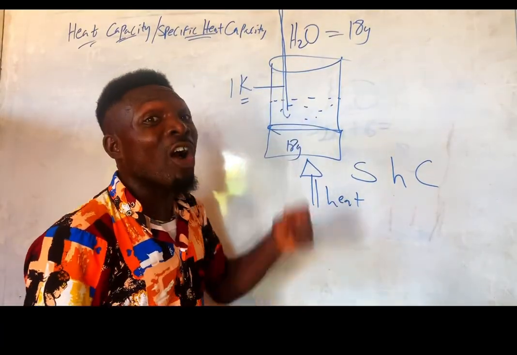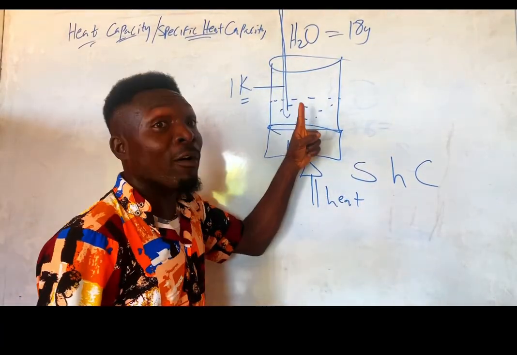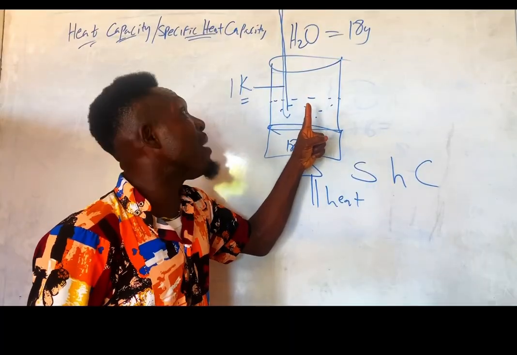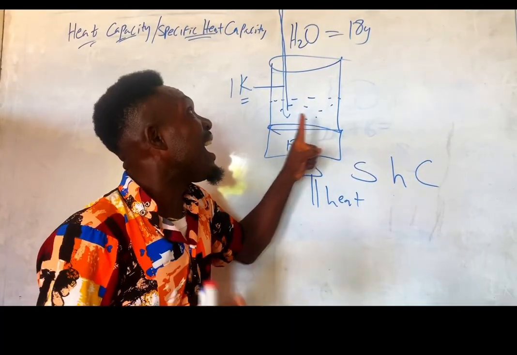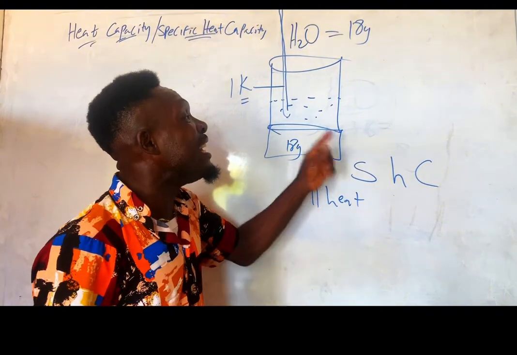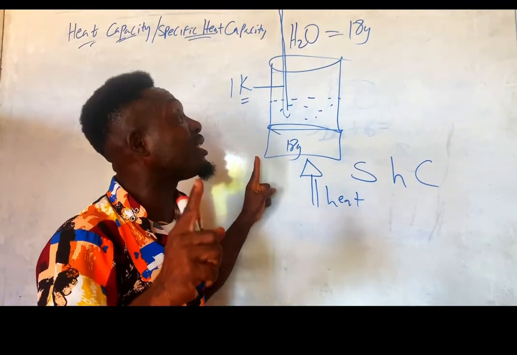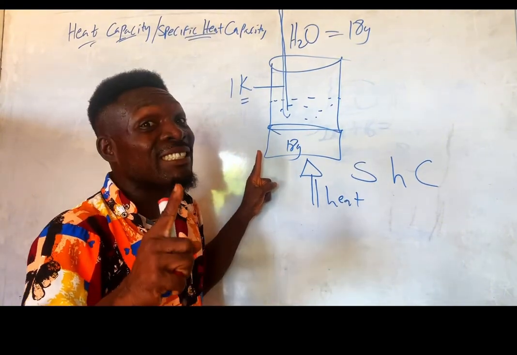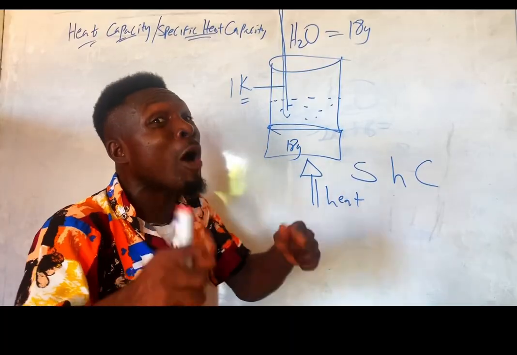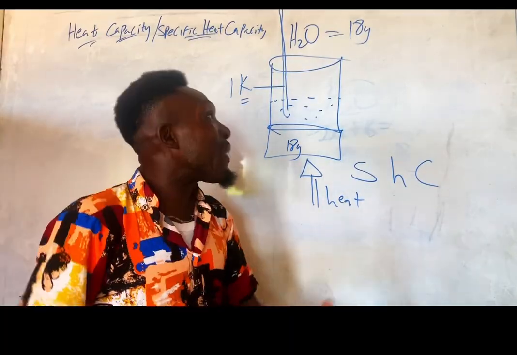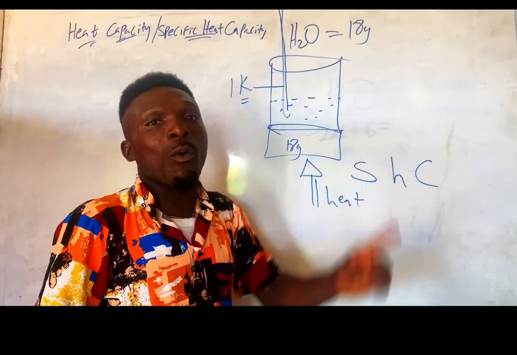If you measure 1 gram, if you measure a unit mass of kerosene and you heat it, you realize that the heat you supply that raised the unit mass of water by 1 Kelvin will not be the same heat that you will supply to kerosene that will raise it by 1 Kelvin.